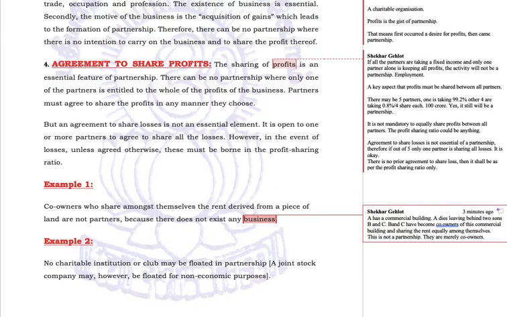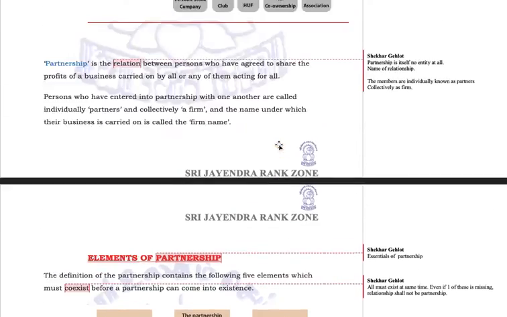Example 2 says, no charitable institution or club may be floated in partnership. A joint stock company may, however, be floated for non-economic purposes. Charitable institution, like we discussed, business is the gist of partnership. So a charitable institution cannot be a partnership, or a club. Club cannot be a partnership at all. Let us go back to other relationships which we thought we will discuss.